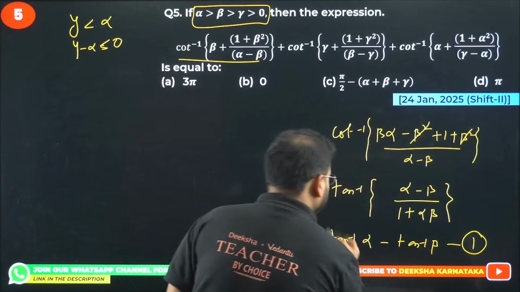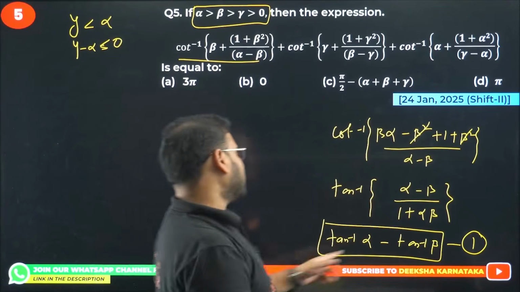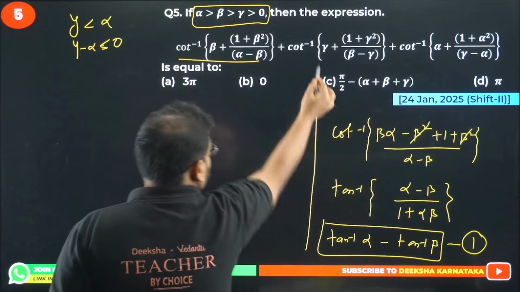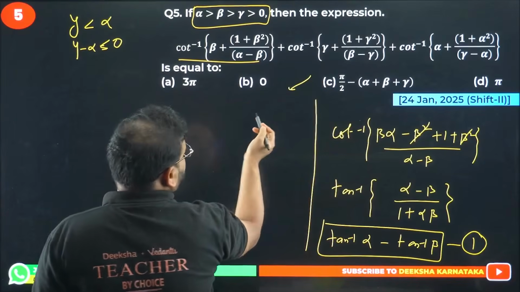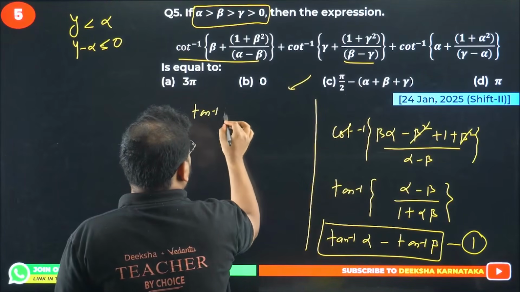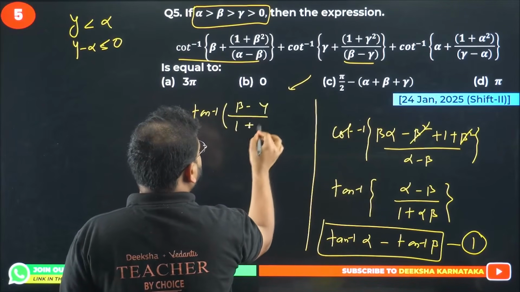This is equation number 1. Equation 1: tan inverse alpha minus tan inverse beta, we are getting from the first part. Similarly, I can do it for the second part also. Check carefully for this part. It will become simply beta minus gamma. So tan inverse, for this part, I'll get beta minus gamma upon 1 plus beta gamma.